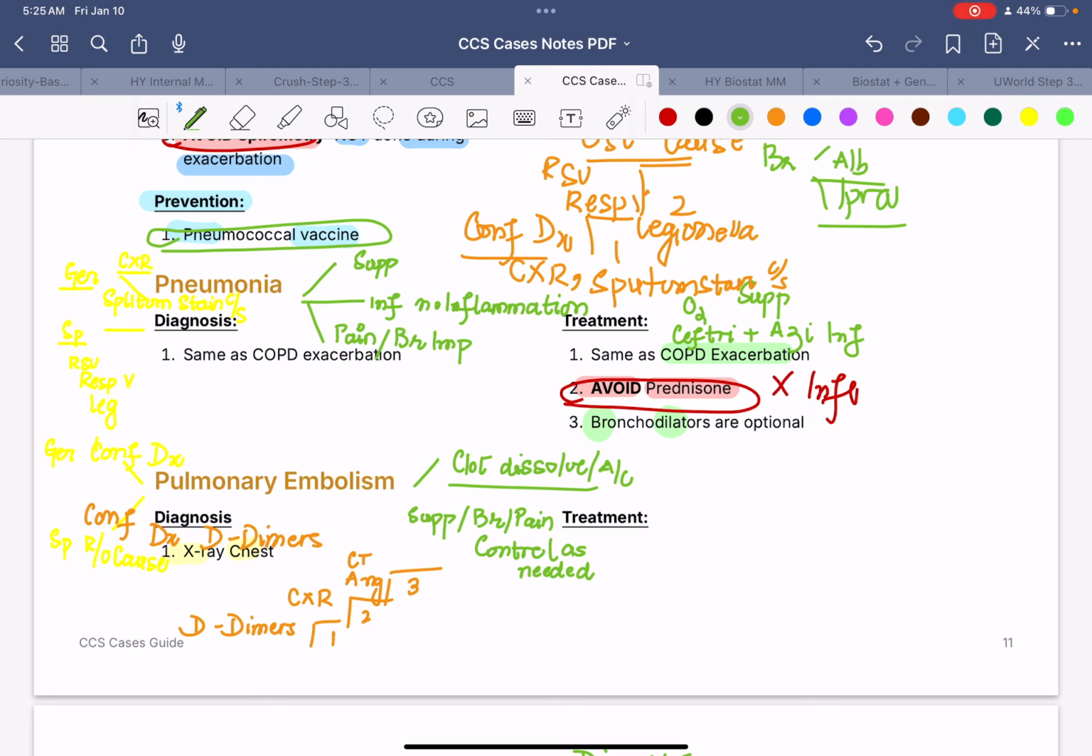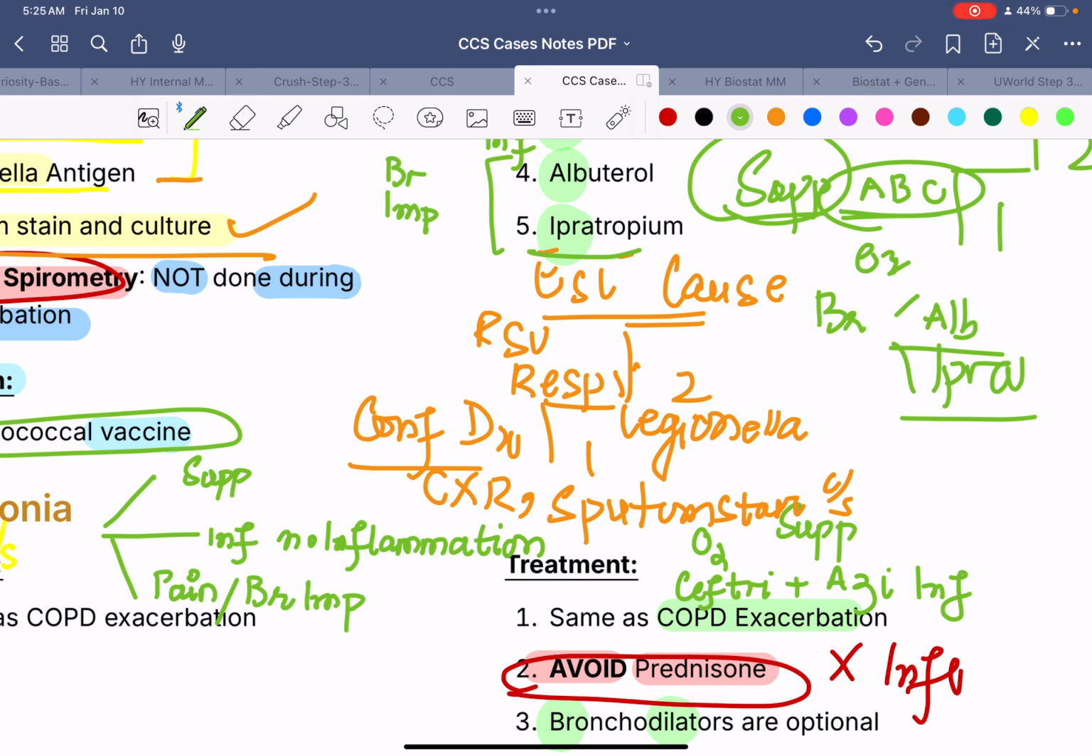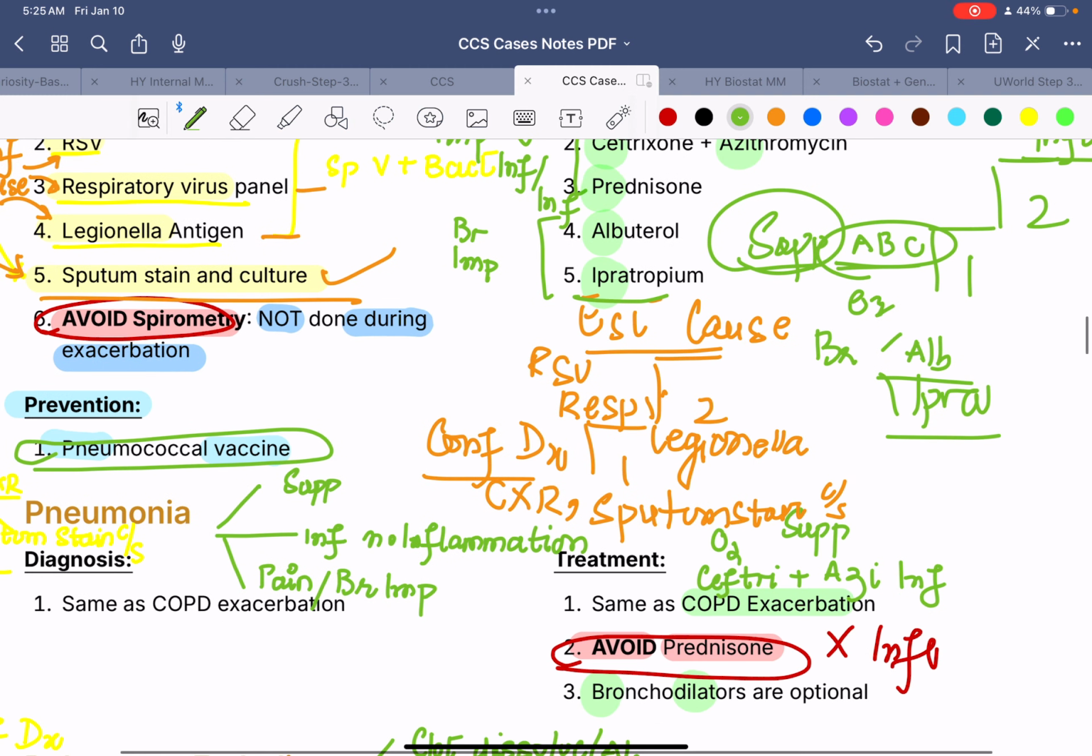Again, pneumonia can be bacterial or viral as well, right? So we are going to confirm the diagnosis first of all with chest x-ray and sputum stain and culture sensitivity, and then we are going to establish the cause with the RSV, respiratory syncytial virus, test, or the respiratory virus panel, or you can also do the influenza panel, and then the Legionella antigen in order to rule out Legionella pneumonia.